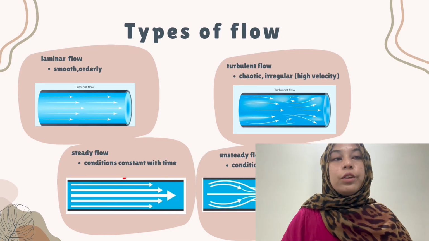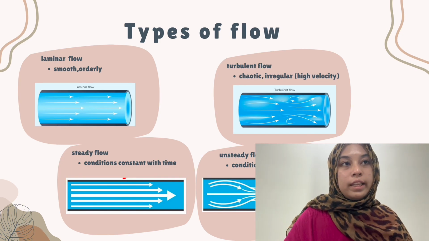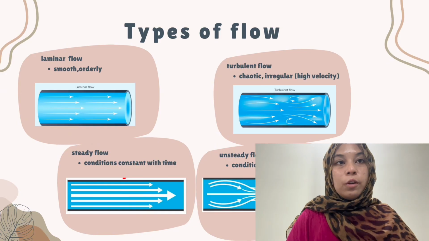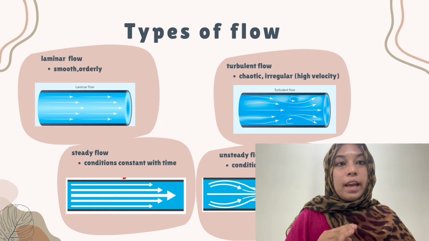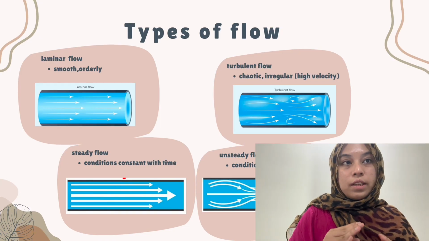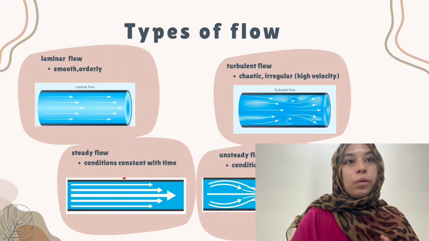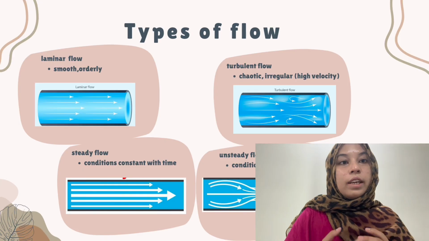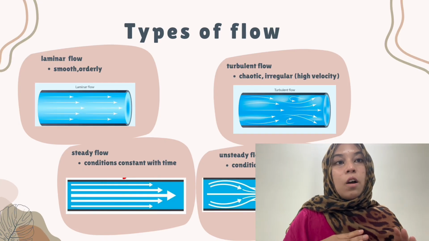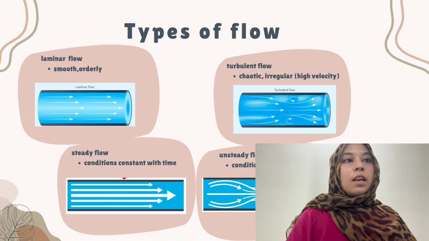So let's move on to the types of flow. Flow in fluids can be divided into several types. The first one is laminar flow, where particles of fluid move in smooth layers, one over another. This usually happens at low velocity and high viscosity, like oil flowing slowly. The second is turbulent flow, which is irregular and chaotic with mixing of particles. This happens at high velocity, like river rapids.